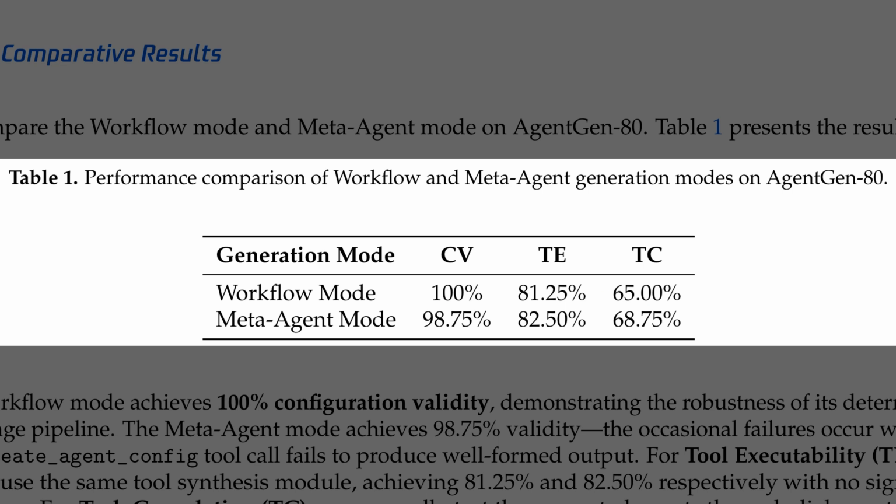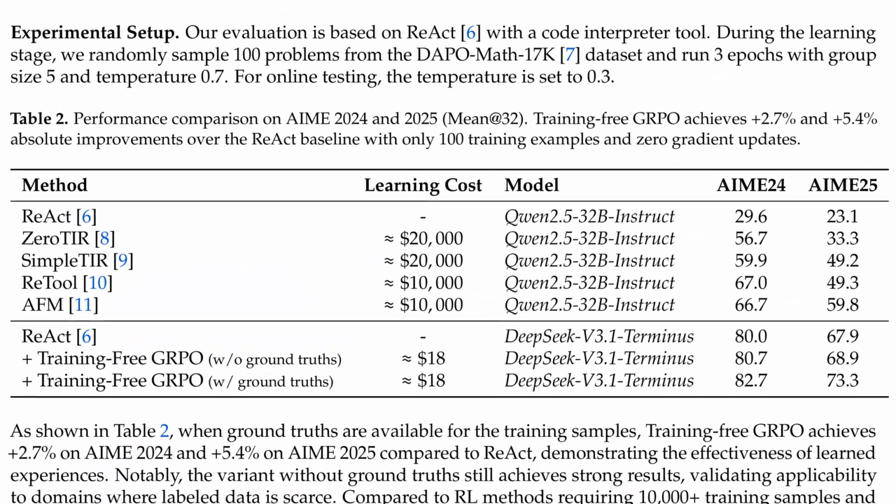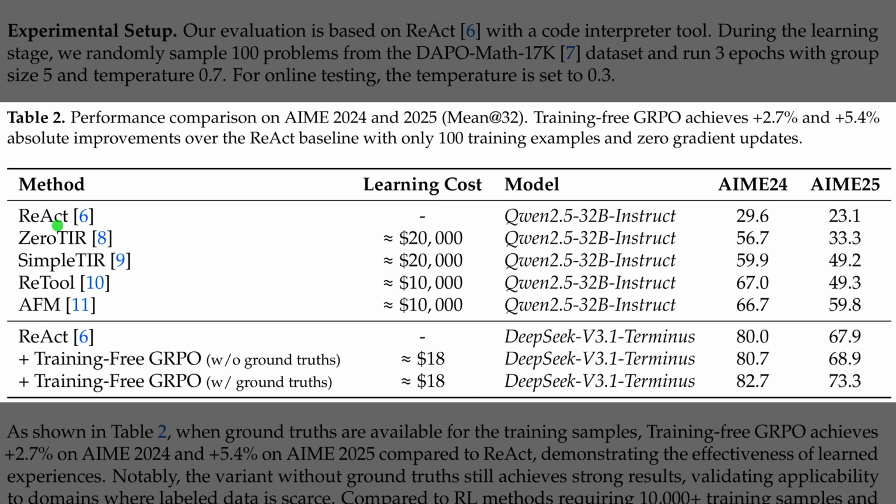Shifting focus to the construction process, Table 1 compares the two generation methods on the Agent Gen 80 benchmark. The columns track three metrics: configuration validity, tool executability, and task completion. In the first column, workflow mode achieves a perfect 100% in configuration validity, reflecting its robust deterministic nature. However, moving to the final column for task completion, the meta-agent mode pulls ahead with a success rate of nearly 69%. This suggests that while the deterministic approach is safer for setup, the dynamic architect agent is better at solving complex tasks.